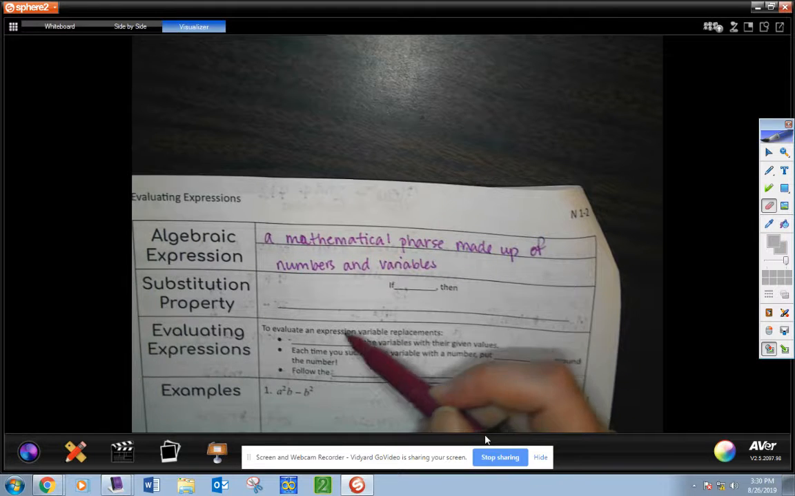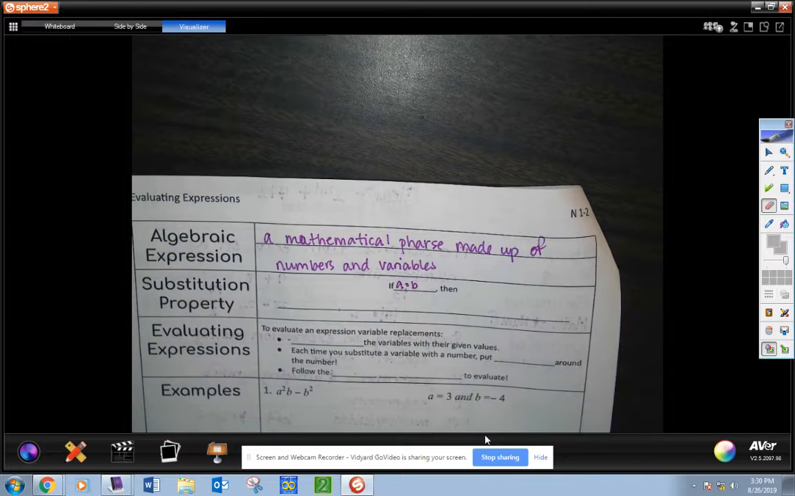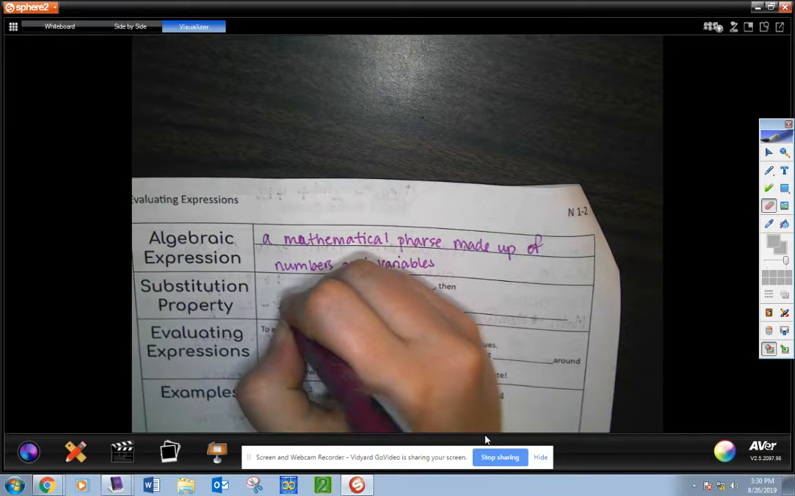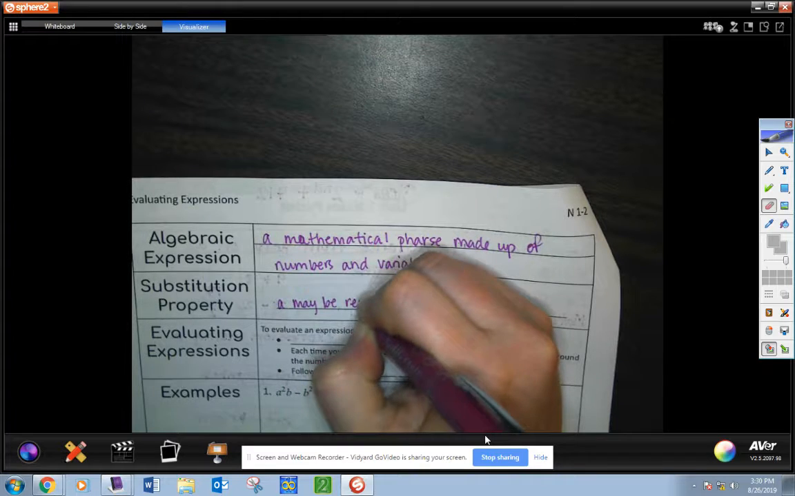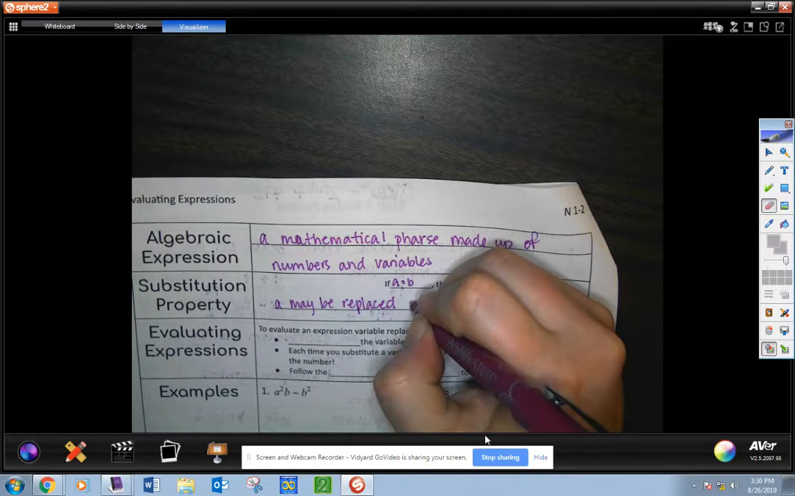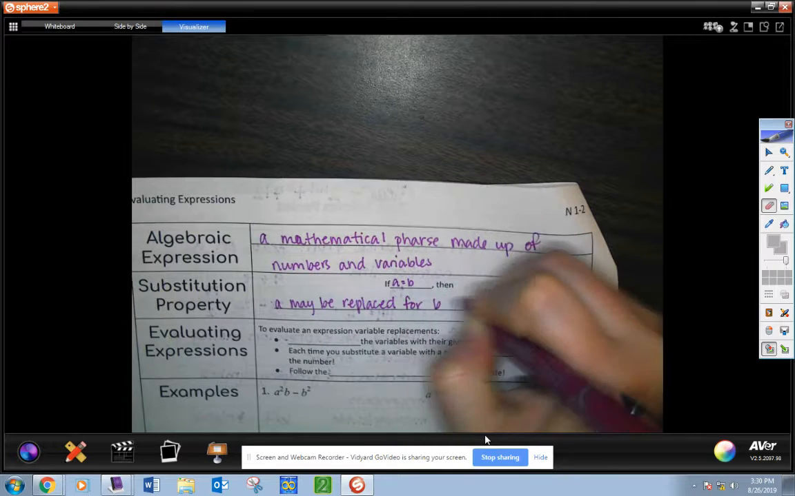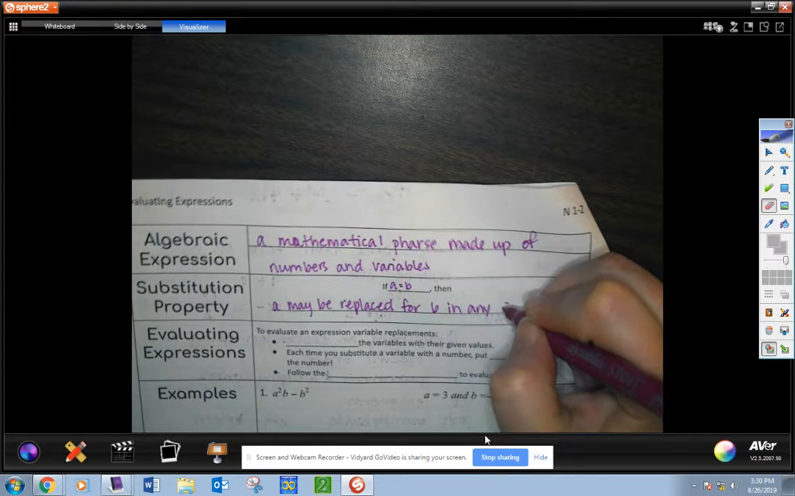to talk about the substitution property. If A equals B, then A may be replaced for B in any expression.